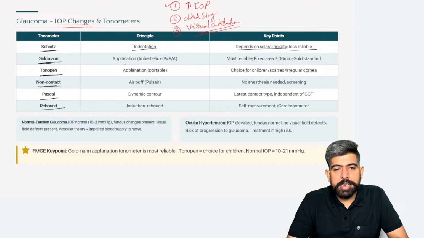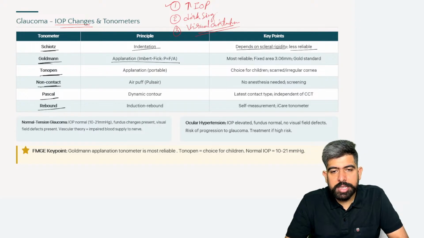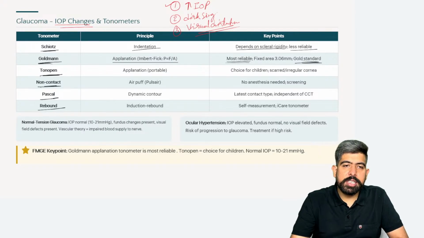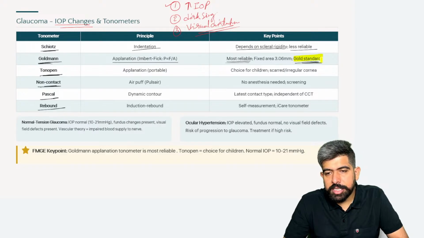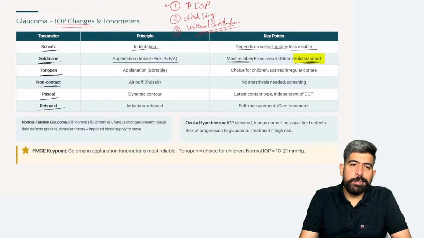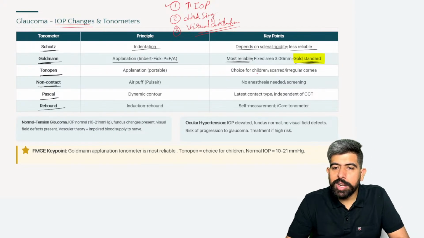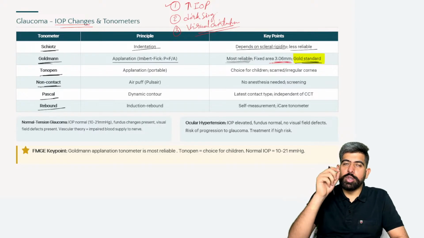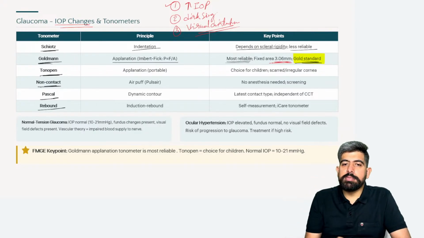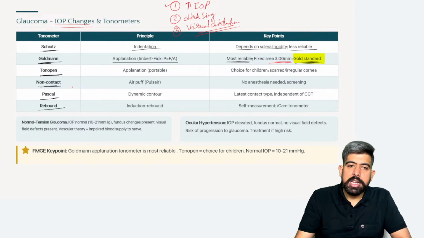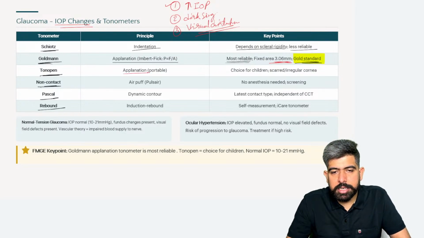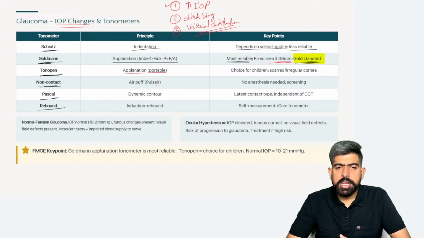The next we have the Goldmann applanation tonometer. This works on applanation, and this is the most reliable. So that's why it is the gold standard. Please remember about it. If they're asking you which is the gold standard tonometer, yes, it is your Goldmann. Okay. So नाम भी gold standard, नाम भी Goldman है और standard भी gold है, right? This is in a fixed area, just 3.06 mm should be touching the cornea, not the full cornea.